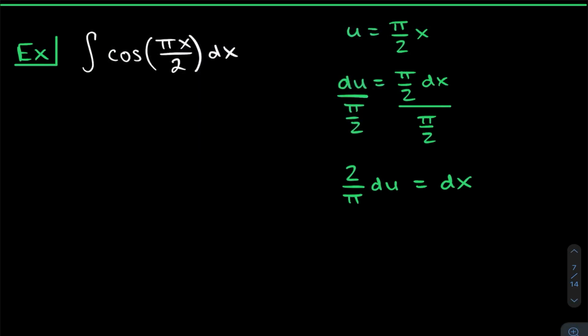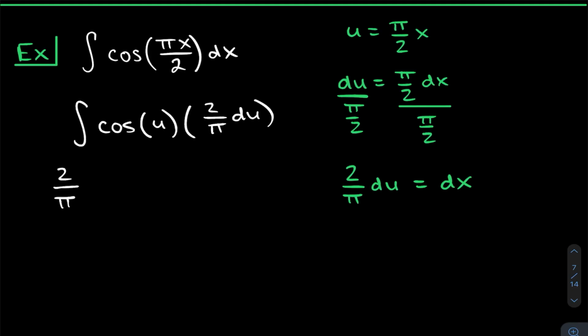And so this becomes the integral of cosine of u times 2 over pi du. And this is going to become 2 over pi, the integral of cosine of u du. Just pull that 2 over pi out. We don't care about it. It does not matter to us at all.